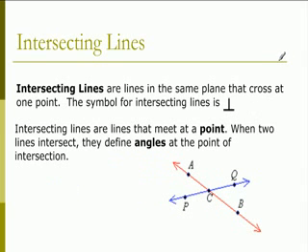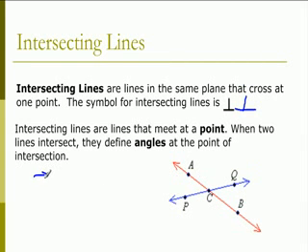Intersecting lines. Intersecting lines are lines on the same plane that cross at one point. The symbol for an intersecting line is a straight line down and a straight line over. Intersecting lines are lines that meet at a point. When two lines intersect, they define angles at the point of intersection. So these are two intersecting lines.